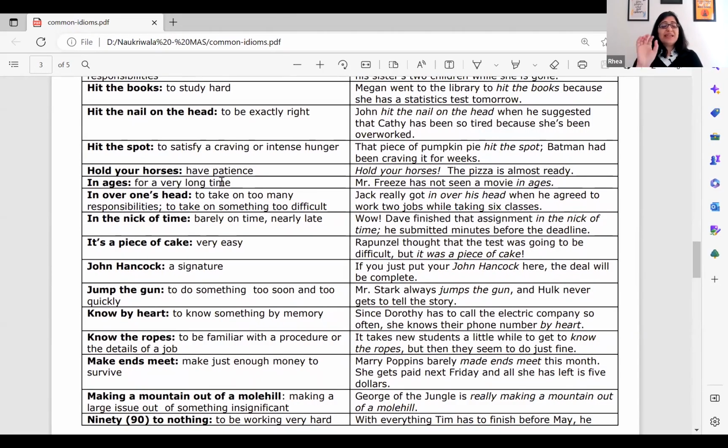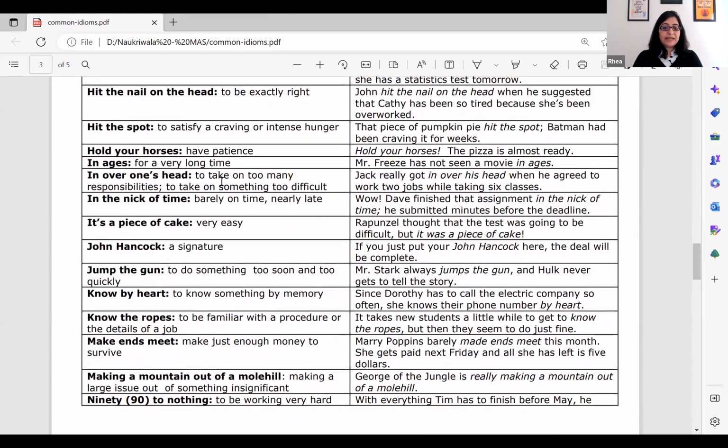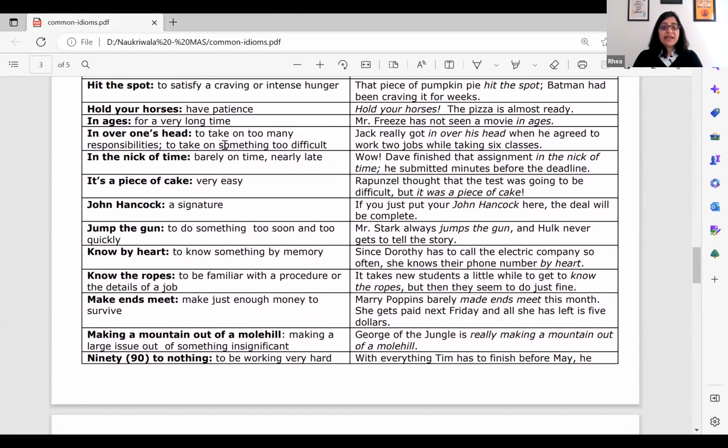In ages, it's been ages we met. Means it's been a very, very long time that we met. In over one's head. Okay. It means to take on too many responsibilities. So it's gone over my head. I've taken way too much responsibility, or I've taken something very, very difficult.